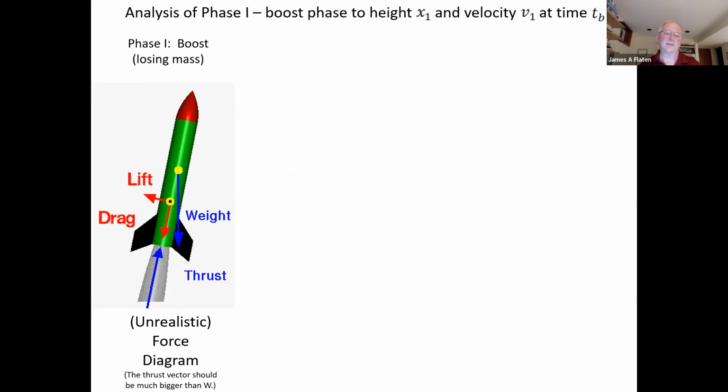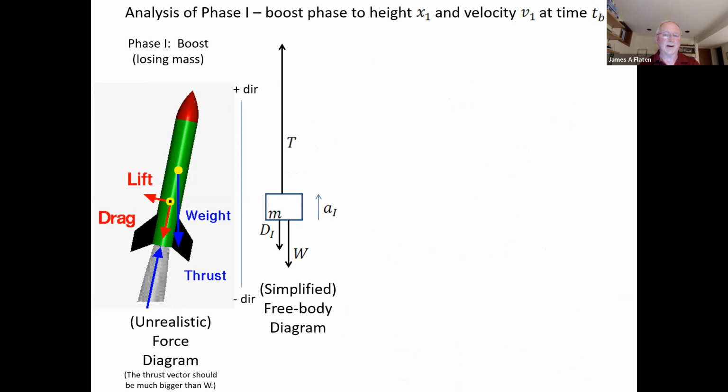Let's take a look at phase one. So phase one has the same forces, except now we have an upwards thrust, which will exceed all the other forces because it's going to be accelerating upwards. Here is a perhaps pseudo-realistic force diagram: a downwards drag, which is getting bigger and bigger as the speed increases, a downwards weight, which is getting smaller and smaller as the mass decreases because the rocket motor is burning mass, and then an upwards thrust. And the upwards thrust due to the motor might not even be constant in time, depending on the type of motor you're using. So it's actually very complicated.